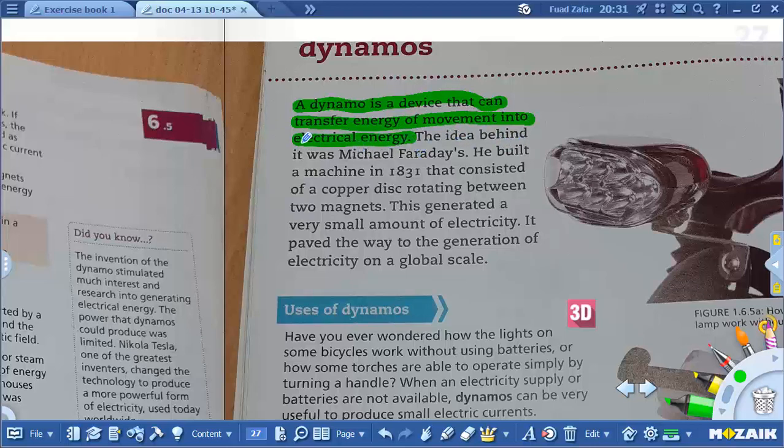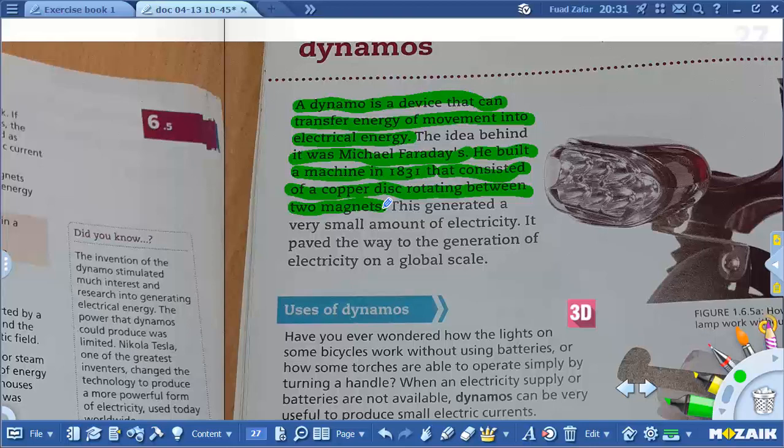The idea behind it was Michael Faraday's. He built a machine in 1831 that consisted of a copper disc rotating between two magnets. So he made the first dynamo. What was the dynamo? It moves, because it is made of a copper disc rotating between two magnets.